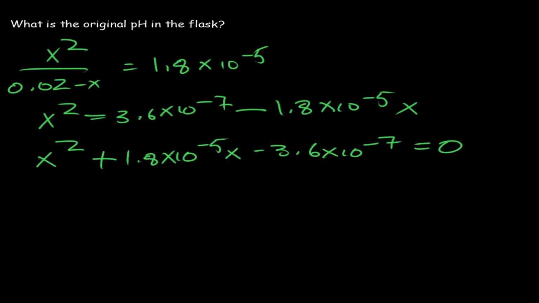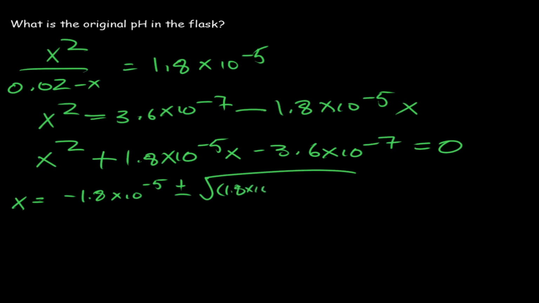Now we can set up our quadratic formula. X will be equal to negative 1.8 times 10 to the negative 5 plus or minus the square root of 1.8 times 10 to the negative 5 squared minus 4a. Our C value will be negative 3.6 times 10 to the negative 7.